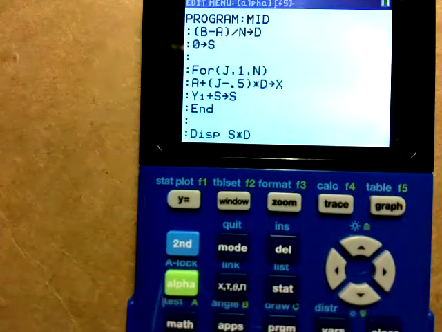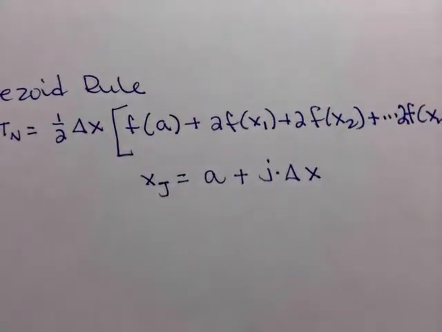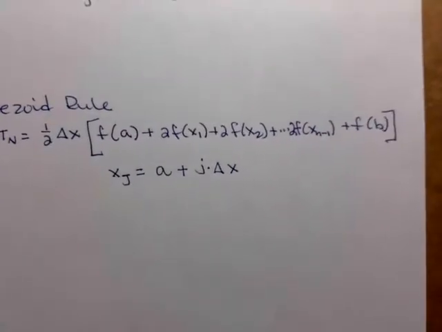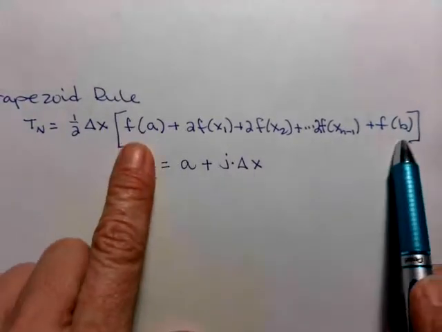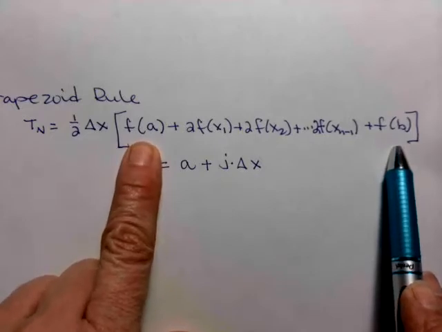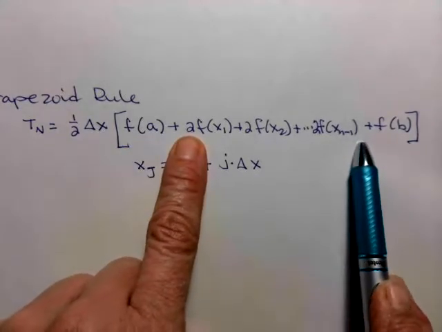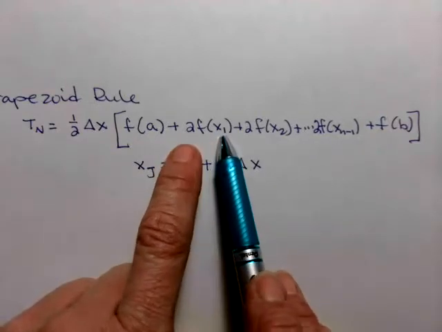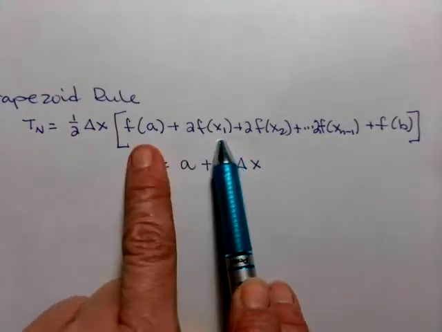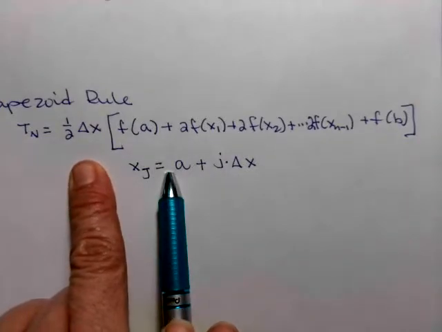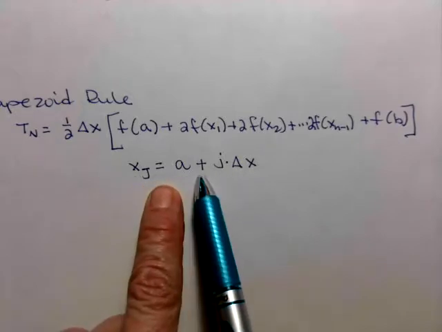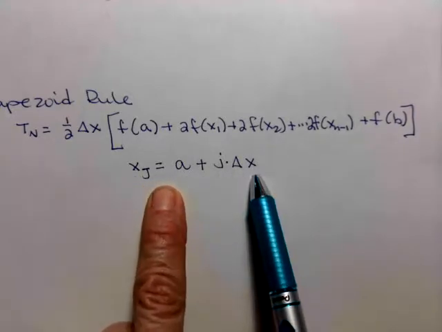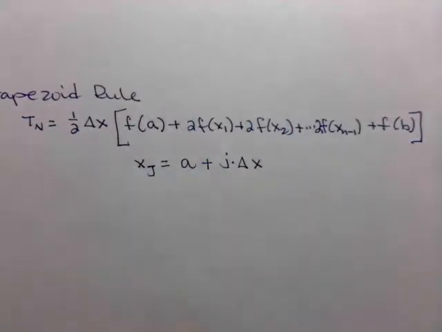So now let's go ahead and program the trapezoid rule. Before we do that, let's take a look at what that one has in it. Let me zoom up just a little bit here. The trapezoid rule is 1/2 delta x times the sum where my start and my end only come in once, but all of those interior heights happen twice. You can think about it: this f of x sub 1 is the height for both the first trapezoid and the second trapezoid, so that's why it shows up twice. And all of those x sub j's are just a plus j times delta x. So let's see if we can create this.